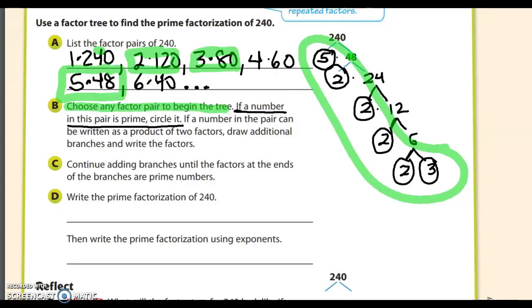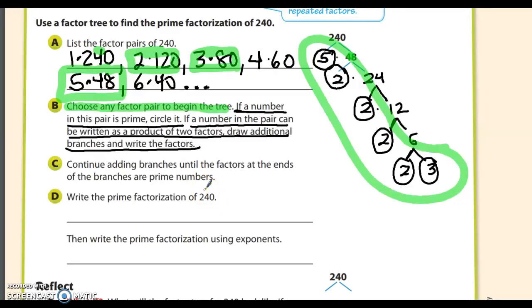So I'll read the rest of the directions because we did it. If a number in the pair can be written as the product of two factors, draw additional branches. We did that. And write the factors. Continue adding branches. We did that. Write the prime factorization of 240. You could just go in order 5 times 2 times 3.